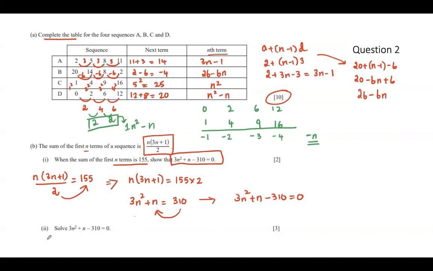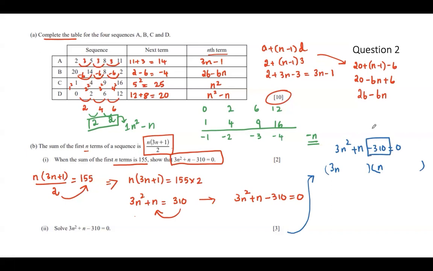Let's take a look at the next question. Solve 3n square plus n minus 310 is equal to 0. I don't have space here, so I'm going to move this answer here. So we have 3n square plus n minus 310 is equal to 0. The best way to do is to factorize. Remember your quadratics lesson. So 3n square can be got by 3n and n over here. So you multiply 3n into n to get 3n square. And we have to look at negative 310.